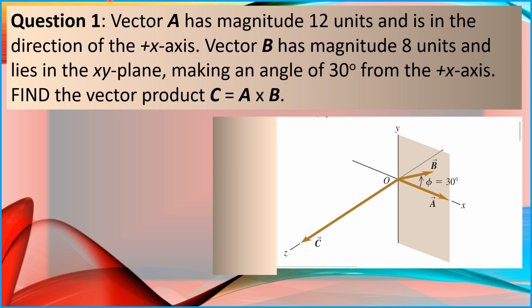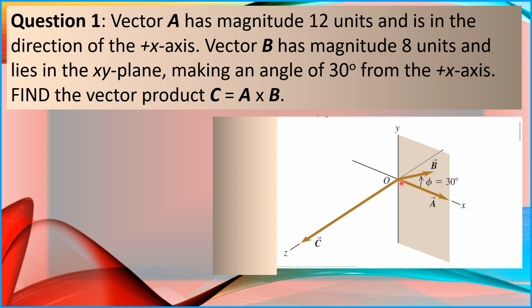The question reads, vector A has a magnitude of 12 units and is in the direction of the positive x-axis. So in the diagram, we have here vector A. It is directed towards the positive x-axis. Its magnitude is 12 units, while vector B has a magnitude of 8 units and it lies in the xy plane, making an angle of 30 degrees from the positive x-axis.